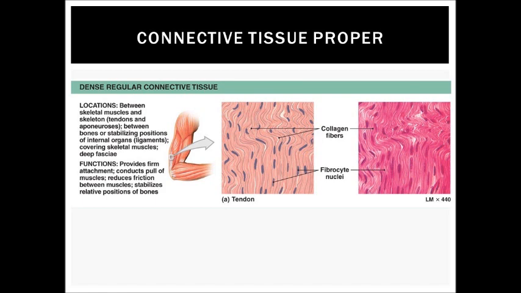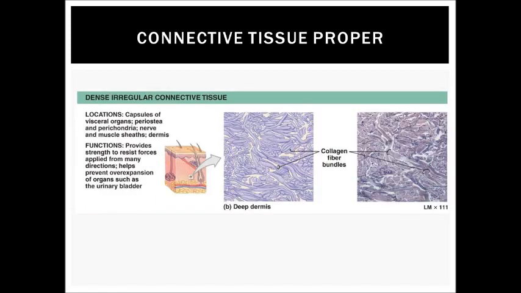If you look at the image, you can see that the tissue is packed with fibers and very little ground substance. Also, for dense regular, the tissue is arranged in an organized way. Here are dense irregular. The tissue is not organized as compared to the previous dense regular. Example locations are in the deep dermis.